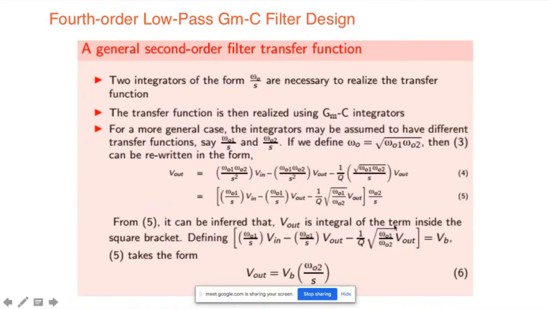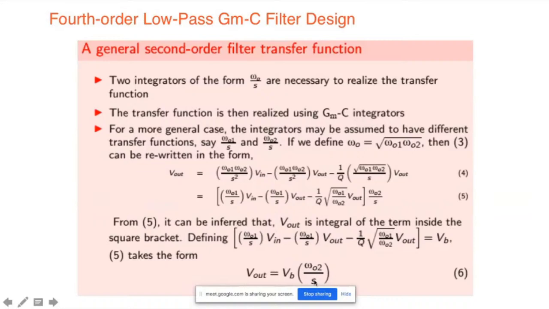That means integration of this part will be nothing but V out. So I'm replacing it by another term, which is VB. Now I can write the same equation as V out equal to VB into omega naught by S. That means if I integrate VB with respect to omega naught by S, then I'll get V out.